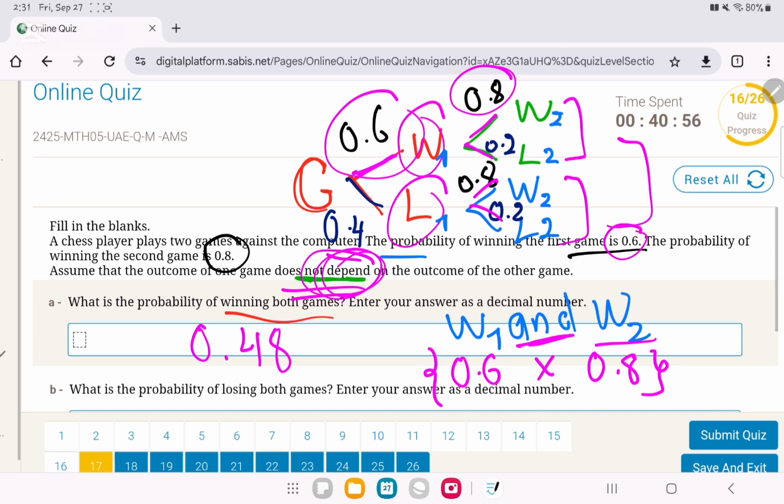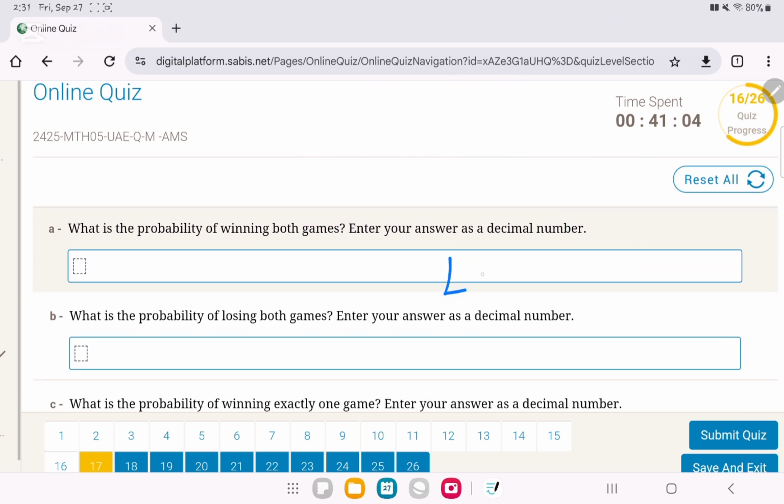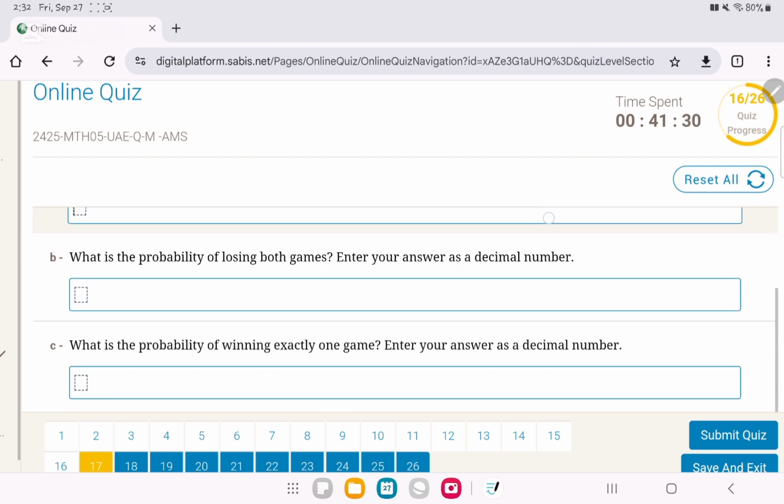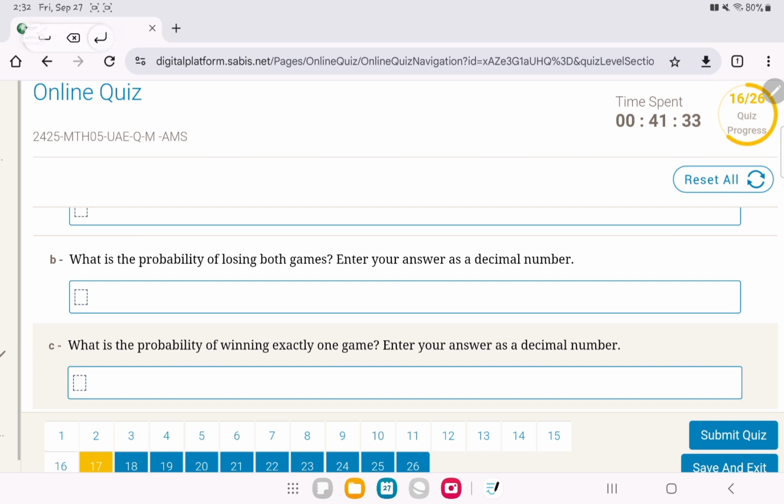Now, what's the probability of losing both games? So now we have, let me just go down. We have lose 1 and lose 2 because he lost both games. We said the probability of losing 1, okay, keep it in front of you, it is 0.4, and in math and means times the probability of losing the second, which is 0.2. So 0.4 times 0.2, do it anywhere, it's gonna be 0.08. So the probability of losing both games is 0.08.